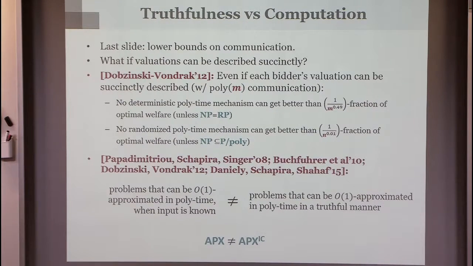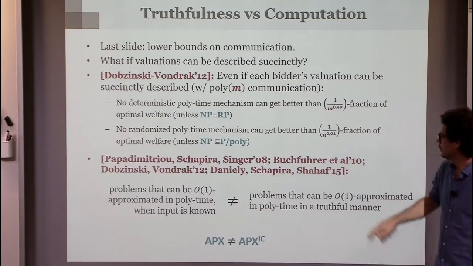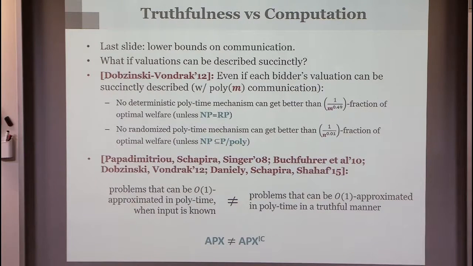Is that for the public project problem, not the combinatorial? Not so. The first one is for the public project problem. The rest, I believe, are for the combinatorial auction settings.